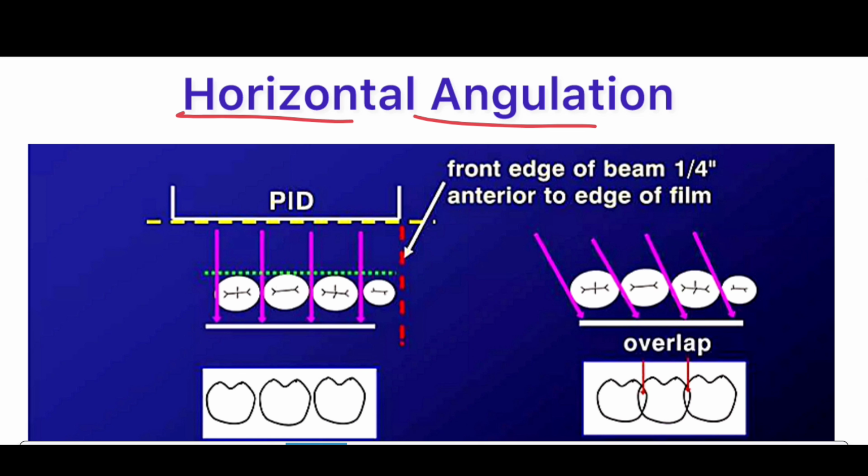Now horizontal angulation of the X-ray tube is also very important. The horizontal angulation should be perpendicular to the film. If the teeth are properly aligned, we can see it on the radiograph, and the front edge of the beam is at the anterior edge of the film. If the horizontal angulation of the X-ray tube is not proper, it is at an angulation, and we are going to see something called overlap. The image will overlap and proper caries detection will not be achieved.